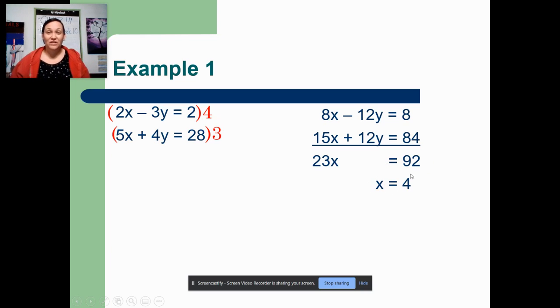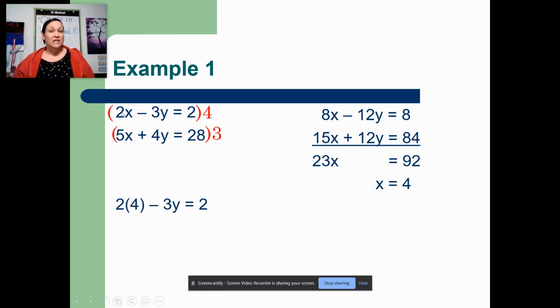After you get your first number, don't forget to find your second answer. So in this problem, we've already discovered x, but we need to find y. And you can always do that by substitution. Now, I would not recommend substituting into these new equations because the numbers are pretty big. And also, you might have made a mistake when you were multiplying. So I would always take this answer and plug it back into one of the original equations.